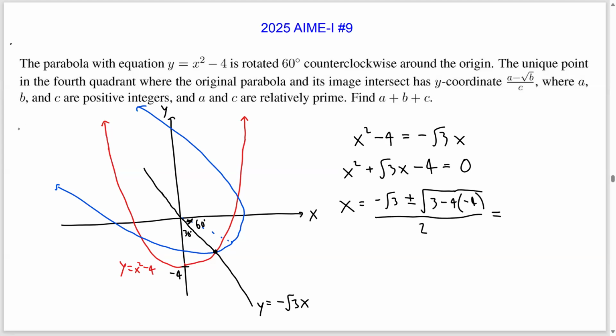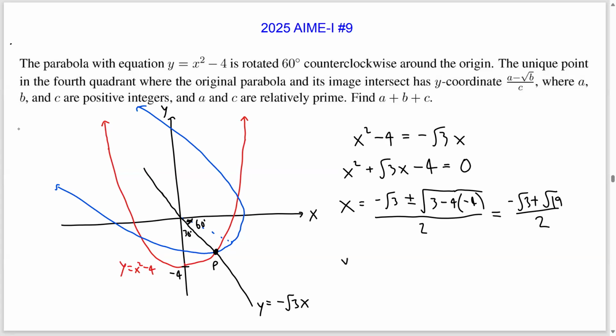Now, the thing here to note is that because this point is in the fourth quadrant, x must be positive. So we'll take the positive solution. This will simplify to minus root 3 plus square root of 19 over 2. So that's the x-coordinate of this point, which we'll call P.